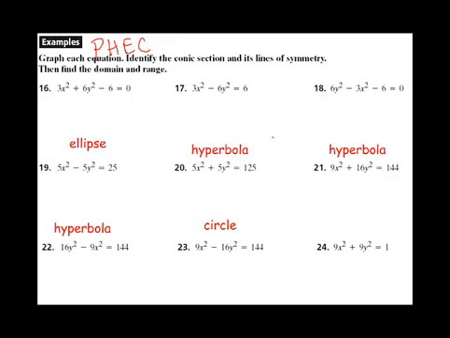Okay, the next one right there, we have two squared variables, so it's not a parabola. And then we've got a 9 and a positive 16. So they're both positive, so that's not a hyperbola. But we have two different coefficients, so that's going to be an ellipse.